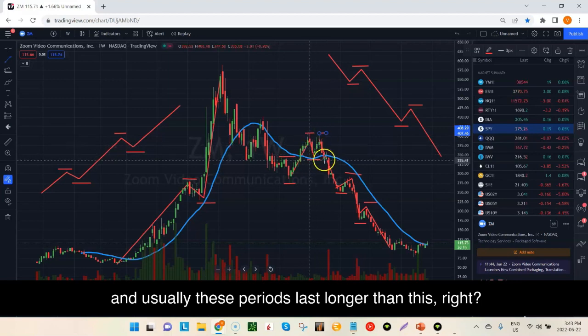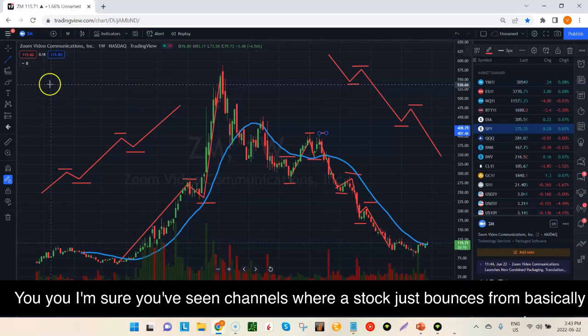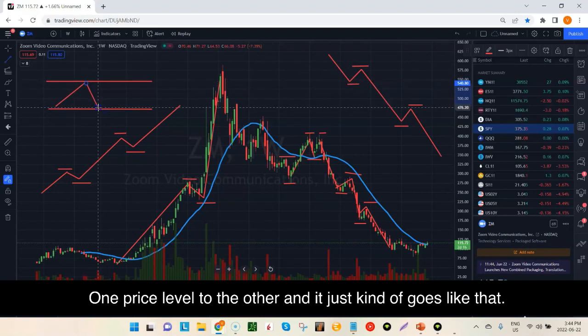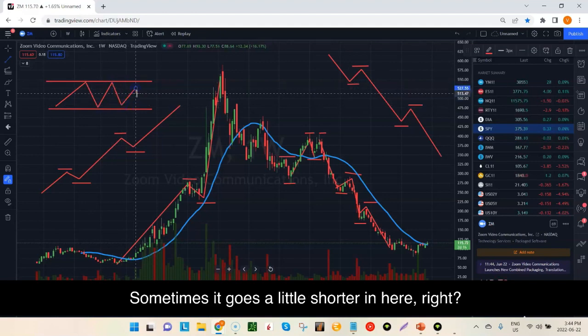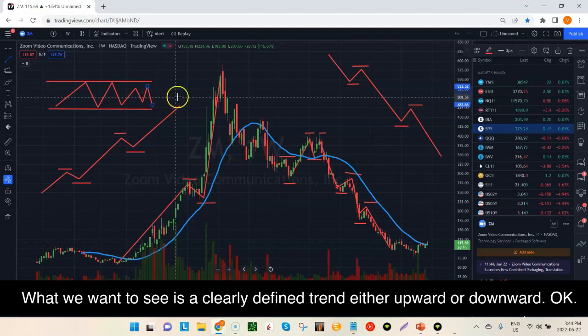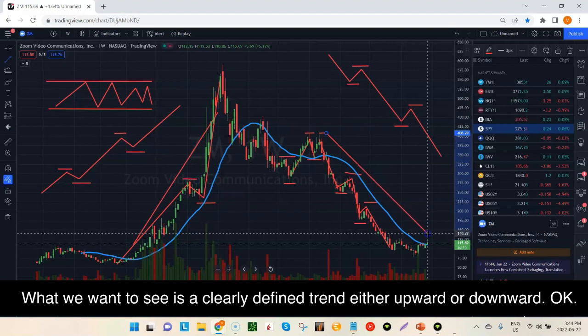And usually these periods last longer than this, right? I'm sure you've seen channels where a stock just bounces from basically one range to the other, one price level to the other, and it just kind of goes like that. Sometimes it goes a little shorter in here, but it's just basically a consolidation. There is no clear trend there. What we want to see is a clearly defined trend, either upward or downward.